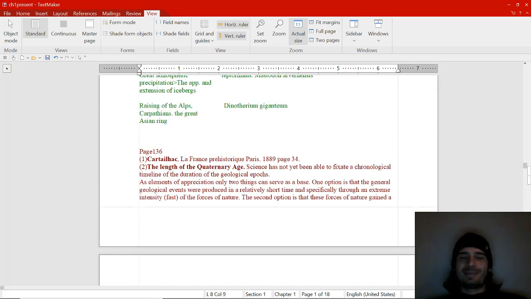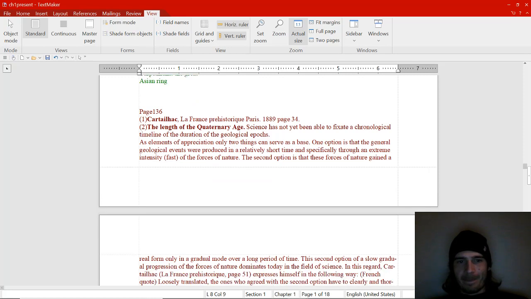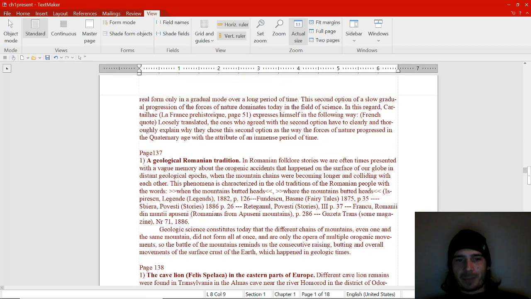Oh, the red part is the reference part. Each reference is next to its corresponding page number. As you can see, a lot of information. A lot of information.